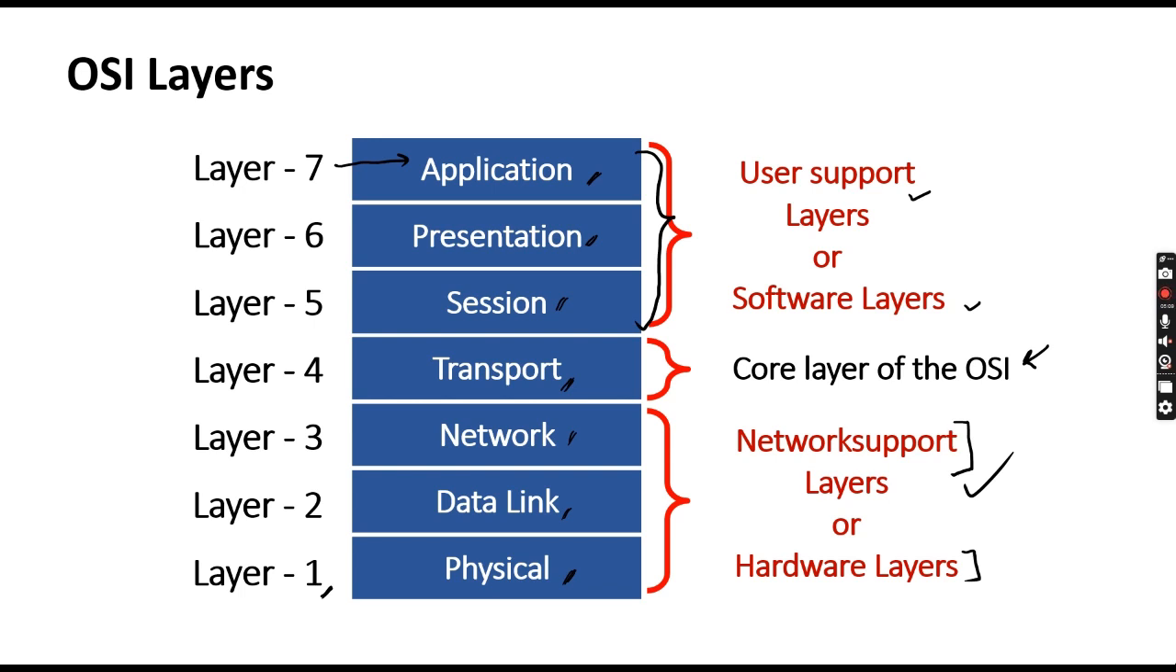So make sure this is the heart of your OSI layer, your transport layer. Now we will start one by one, and we will see the specific function of each and every layer here. The very first thing to start with in your OSI is your application layer.